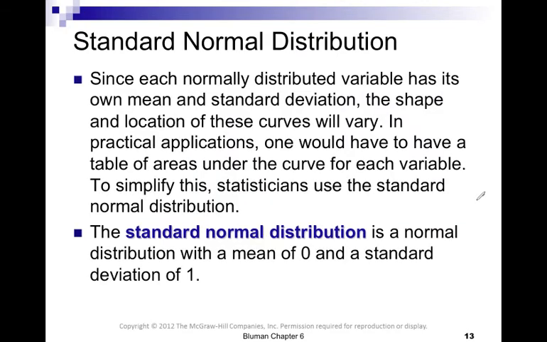So each distributed variable has its own mean, its own standard deviation. The shape and location of the curves vary, but if we make a standard normal distribution, then we can gather some information based on saying, well, all of them have a mean of 0. Okay, so the standard normal distribution is a distribution with a mean of 0 and a standard deviation of 1. So this is something also that you need to know about a standard normal distribution curve.